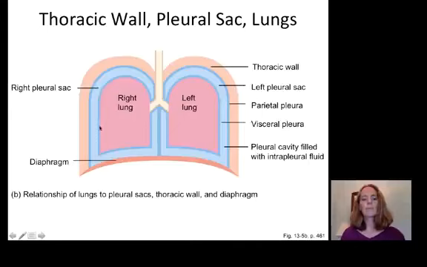So we have a pleural sac around the right lung, which is independent, and a pleural sac around the left lung, which is independent. And this negative pressure inside the pleural sac, or the intrapleural pressure, makes sure that the lungs are stuck to the thoracic cavity, so that as the thoracic cavity expands, the lungs will move along with it.